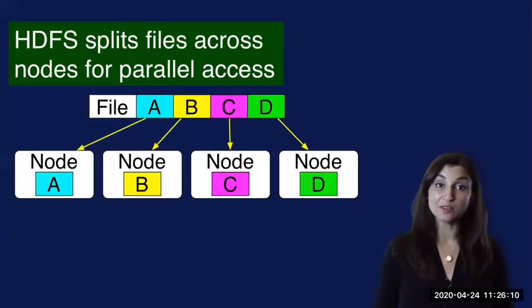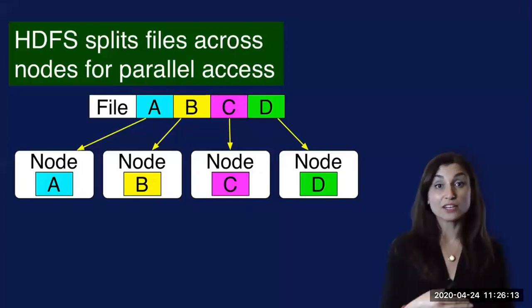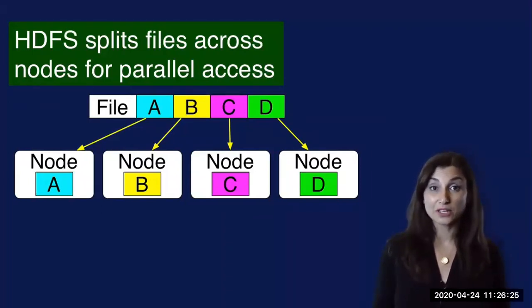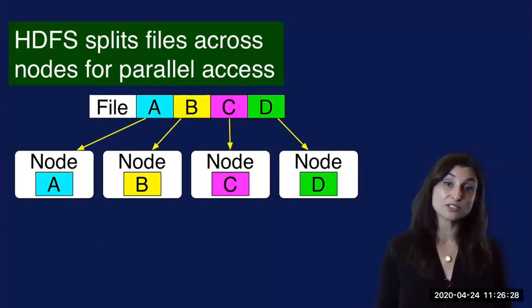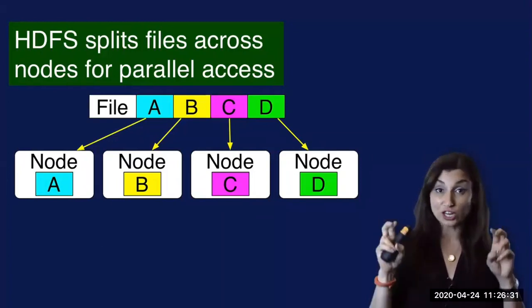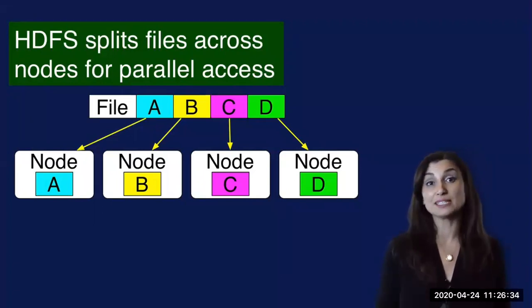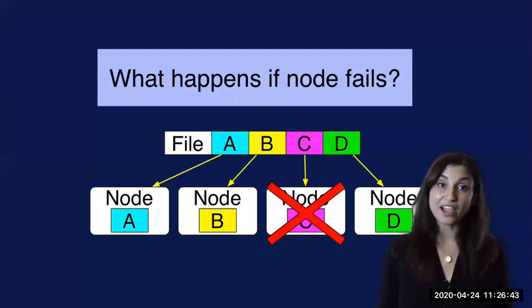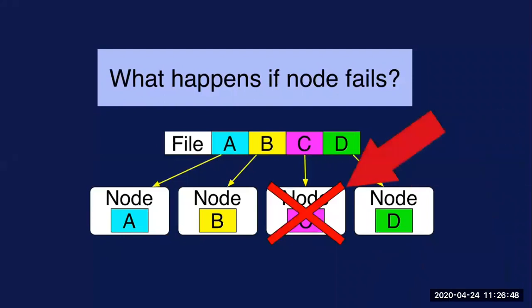HDFS achieves scalability by partitioning or splitting large files across multiple computers. This allows parallel access to very large files, since the computations run in parallel on each node where the data is stored. Typical file size is gigabytes to terabytes. The default chunk size, the size of each piece of a file, is 64 megabytes, but you can configure this to any size. By spreading the file across many nodes, the chances are increased that a node storing one of the blocks will fail. What happens next?